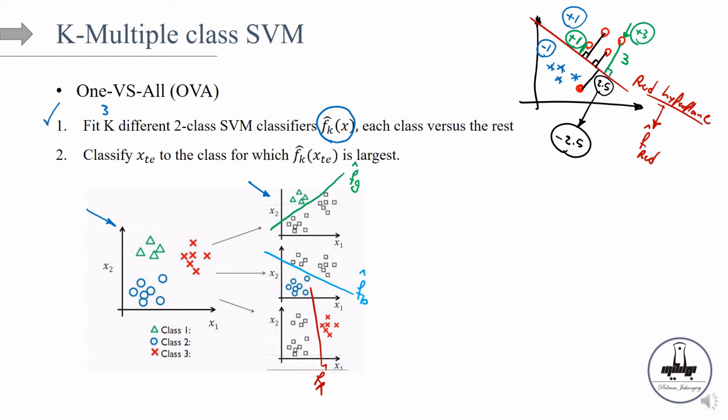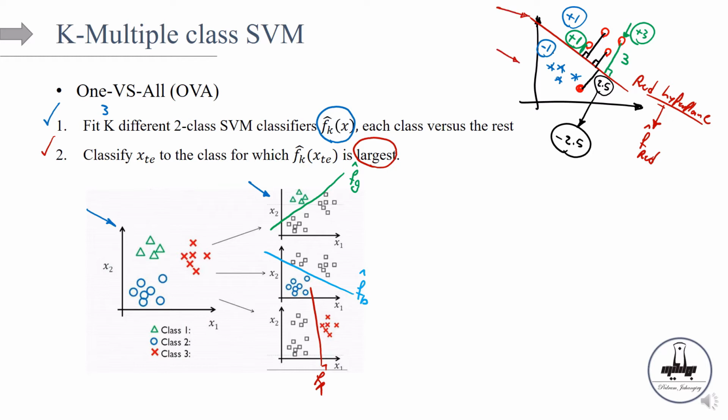Okay, so that's step number one. Fit 3 different 2-class SVM classifiers, call them f hat green, blue, red, and this is defined by going over each class versus the rest. Step number 2, classify the test observation to the class for which the f hat of k for that observation is largest. So by largest we mean that it has the largest positive value, right? And we know what we mean by value. So for example, we have +3, -2.5, and etc.